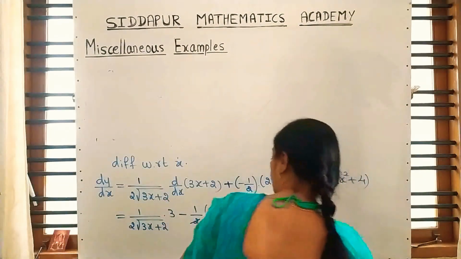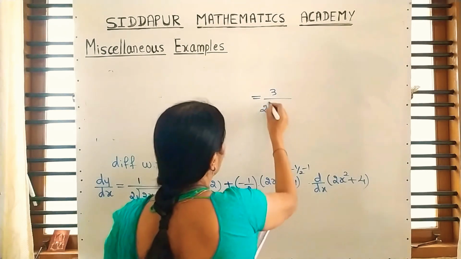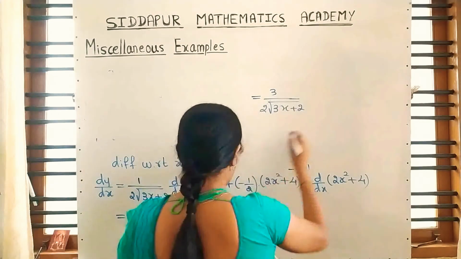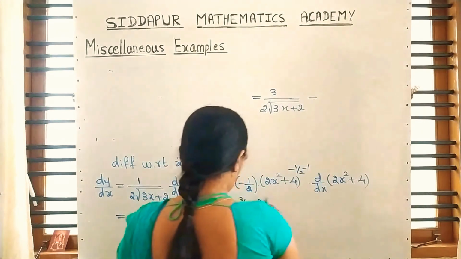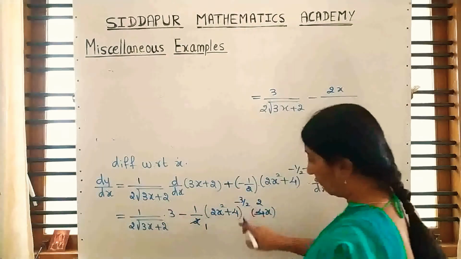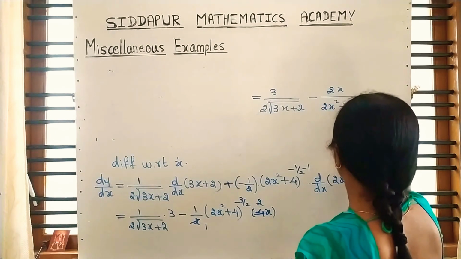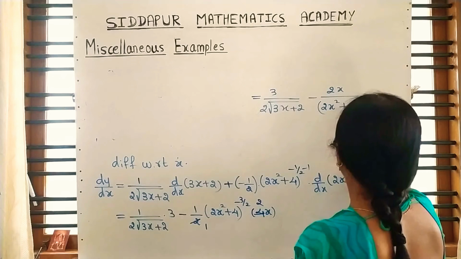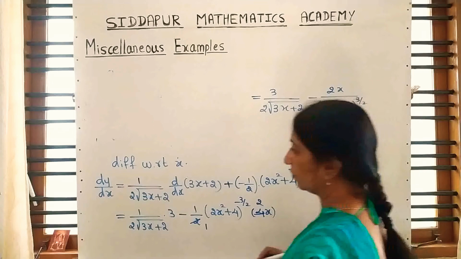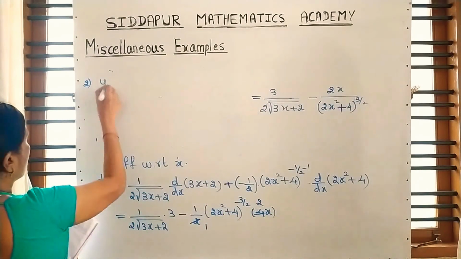When you write the remaining terms, this is 3 by 2 root of 3x plus 2 minus 2x divided by, this is a negative, it comes in the denominator, 2x square plus 4 raised to 3 by 2. That negative term when you write in the denominator becomes positive. Understood? So moving to the next example, the second one.